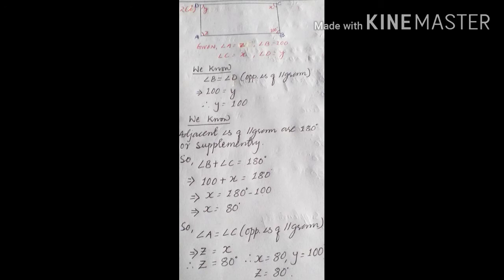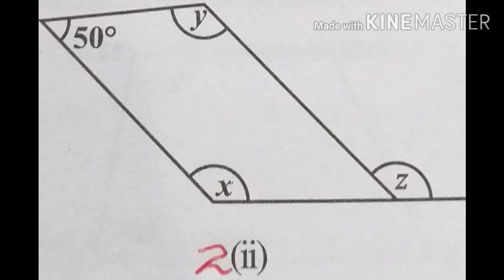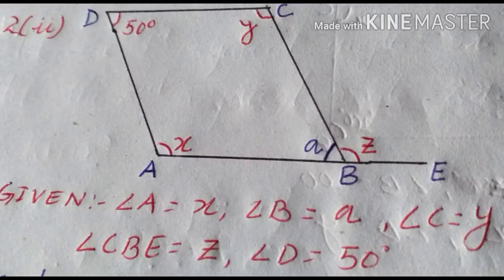Now likewise, just look at question number 2. Just look at the question. In this question the name is not given, so just give the name. Just look at here. You can give the name A, B, C, D and E. Clear? And write down the given quantities. Similarly, as we did before: angle A is equal to X, angle B is A, angle C is Y, angle CBE equals Z, angle D is equal to 50 degrees.